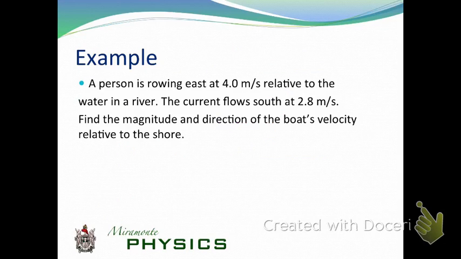So let's take a look at an example problem. Here we go. A person is rowing east at 4.0 meters per second relative to the water in a river. The current flows south at 2.8 meters per second. Find the magnitude and direction of the boat's velocity relative to the shore.